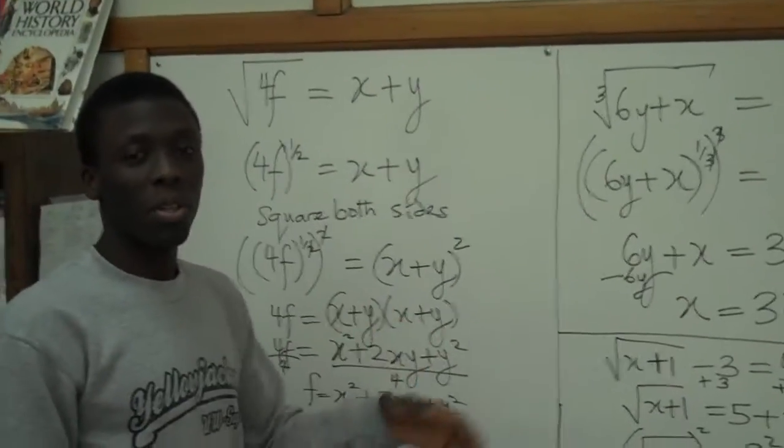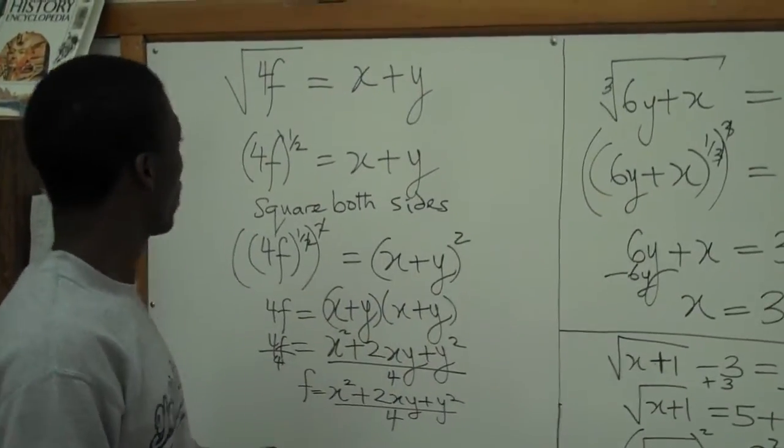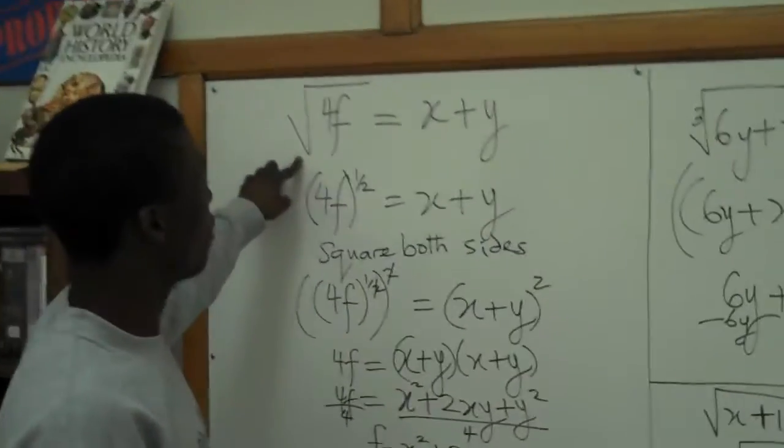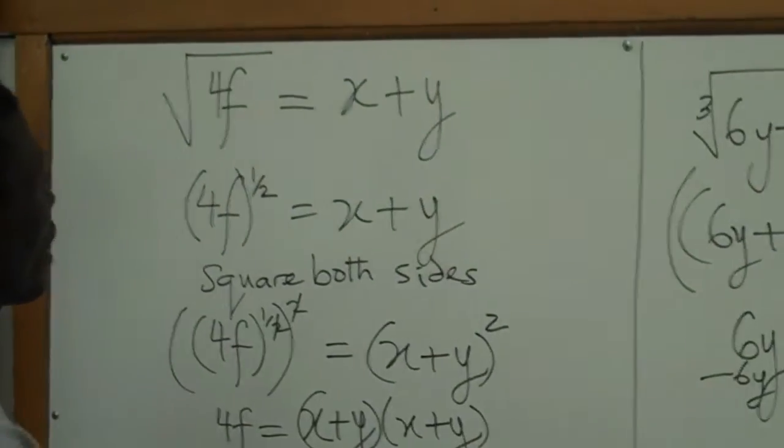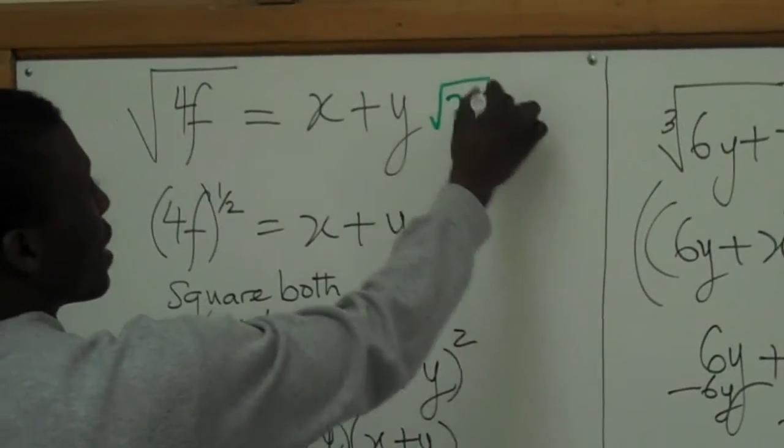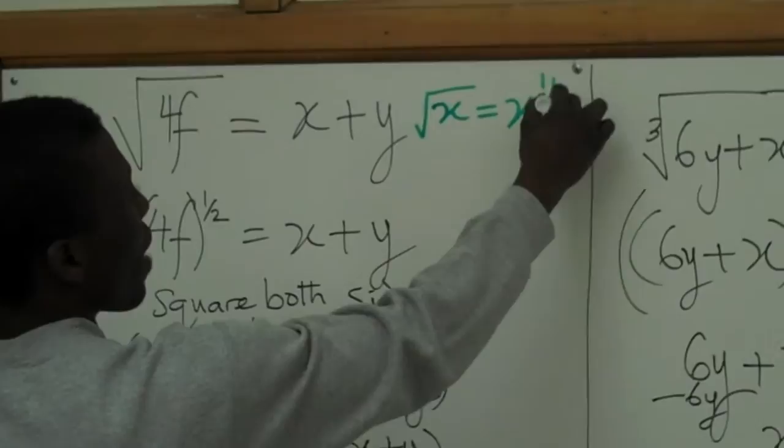So we have a few problems to look at tonight. The first one is the square root of 4f is equal to x plus y. According to one of the laws of indices, we know that the square root of x is the same as x to the power half.